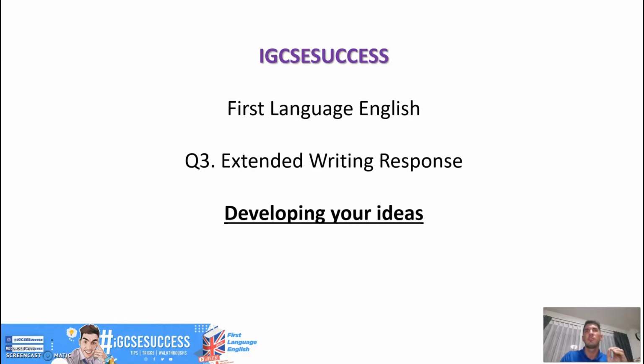There's so much skill needed to answer question 3 successfully. What I'm going to be looking at specifically today is developing your ideas and making suitable inferences. And from my 9, 10 years of experience, this is what students struggle with. They can explore explicit ideas, but when it comes to those more subtle, hidden or implicit ideas, students tend to struggle. So with all that said, let's get the video started.